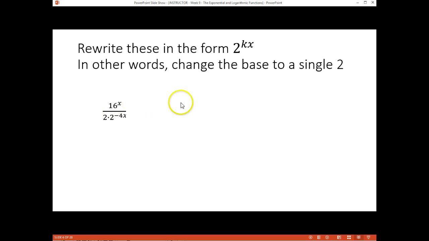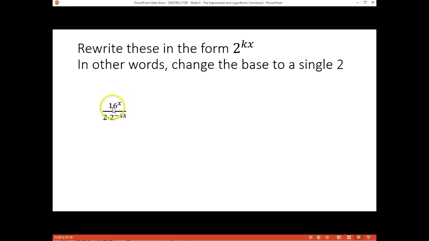Let's look at something a little bit more complicated. I want to do the same thing. I want to rewrite these in the form 2 to the kx. Well, I have 16 over x in my numerator. I have 2 times 2 to the negative 4x in my denominator. I'm just going to follow the properties I know. We're going to do what we did in our previous slide. Let's write everything to the power of 2.